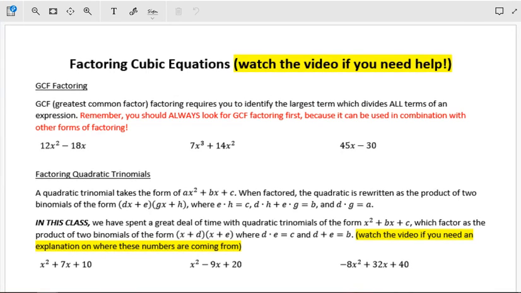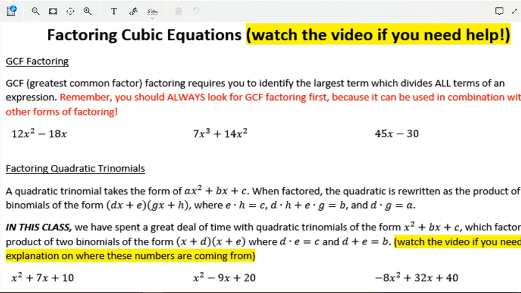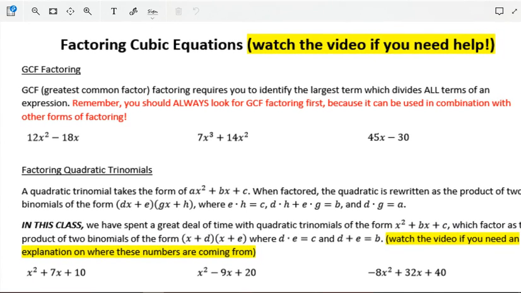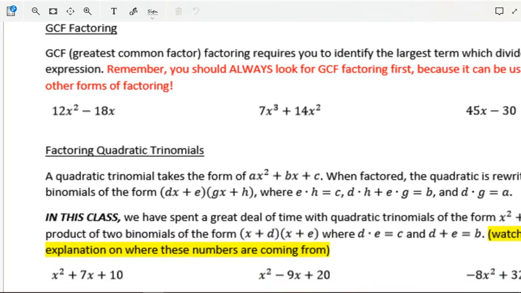So this first section, we're going to go ahead and review GCF factoring. GCF factoring is you're going to take a look at your expression and figure out what the largest term that divides everything will be. In this first example, if we're looking at 12x squared minus 18x, I have to consider both the numbers and the variables.